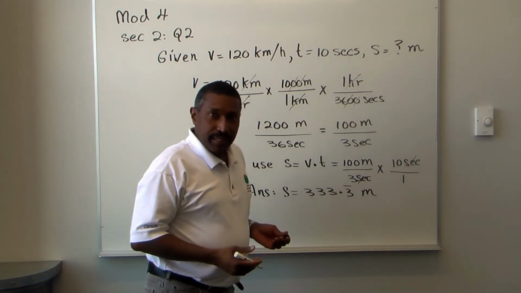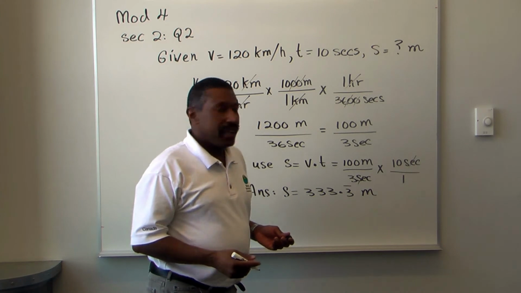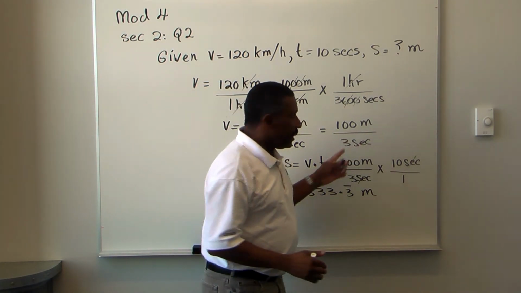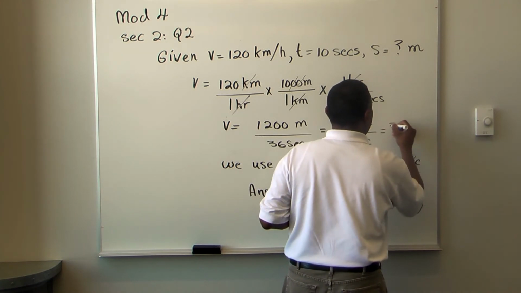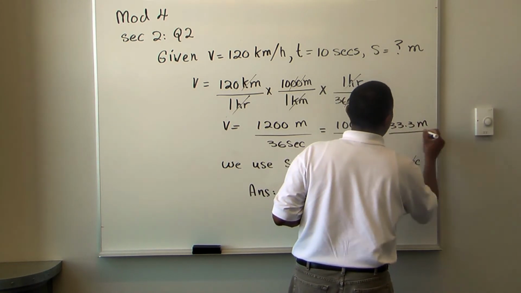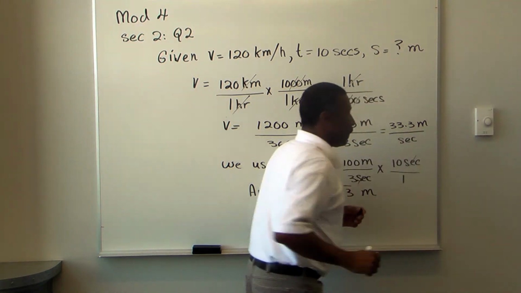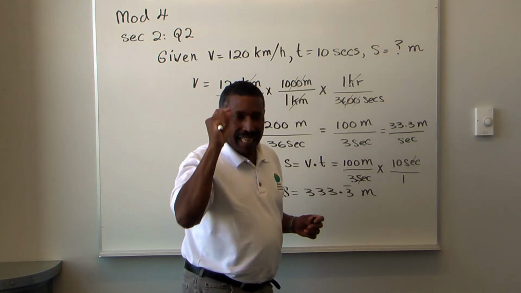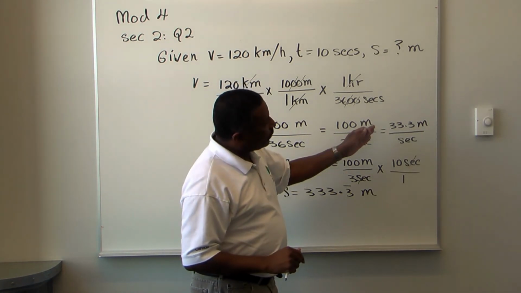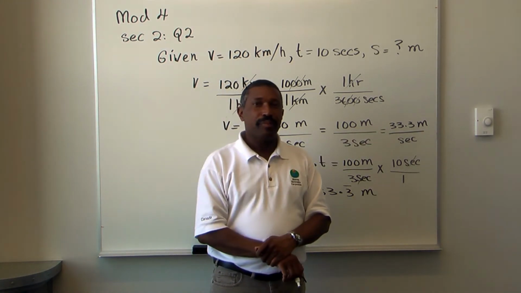I can see why the police are quite concerned about speeders on the highway. Basically, what you're saying at this point is that you're actually traveling 33.3 meters per second. It means in the time that you blink your eyes and you're focusing on the road, you would have covered 33.3 meters.